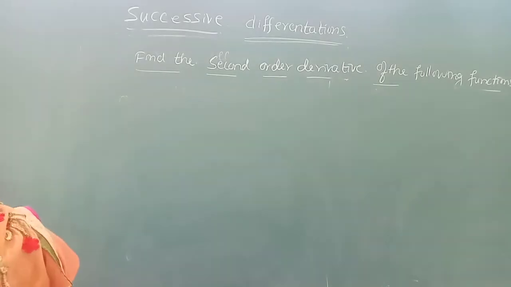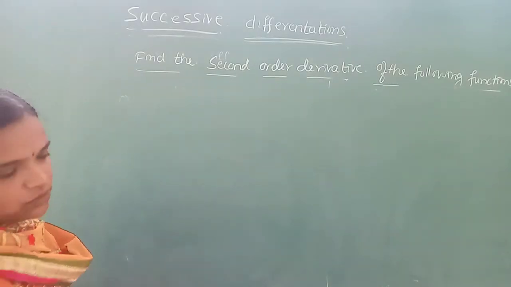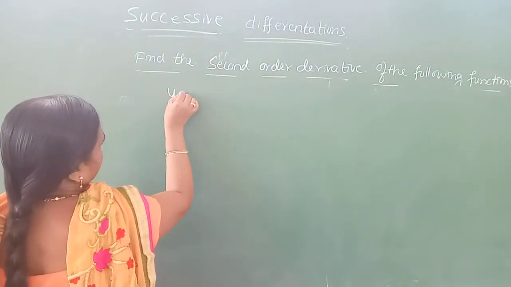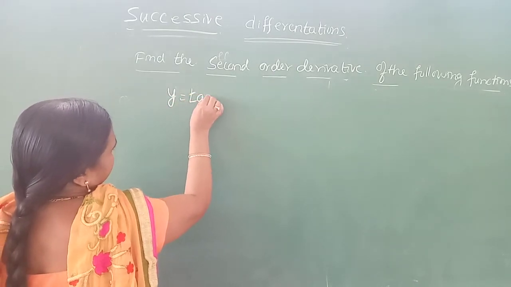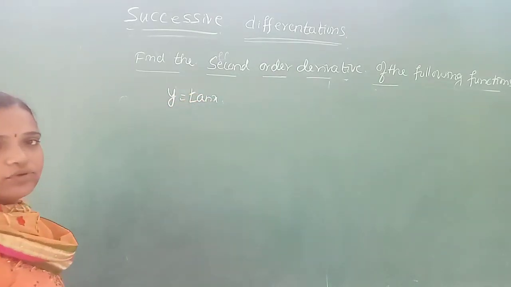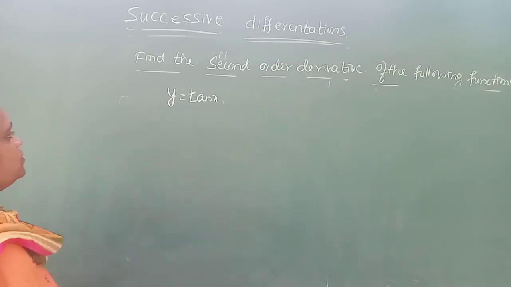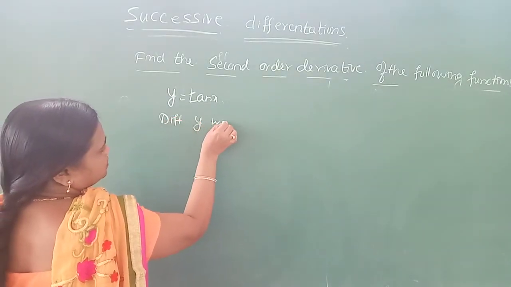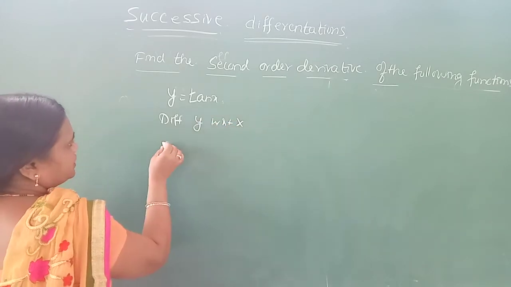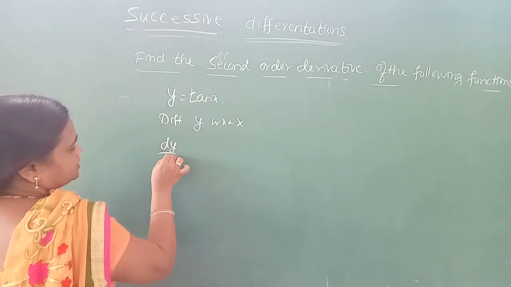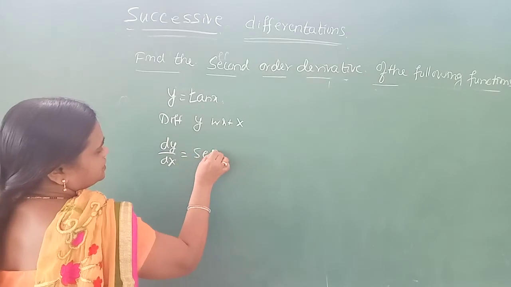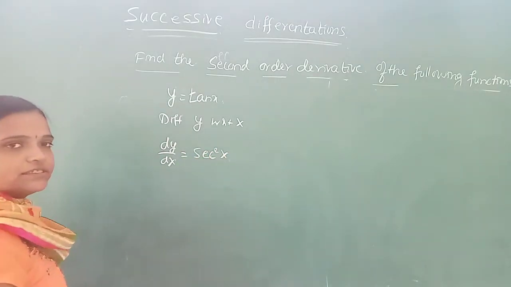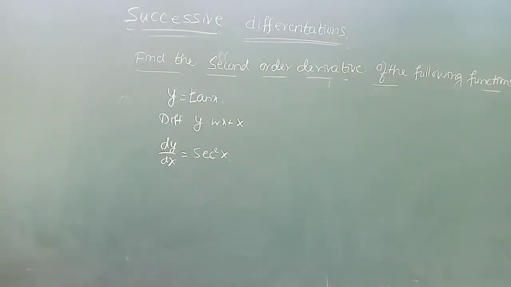We will take the next example. y is equal to tan x. Do the differentiation. Differentiate y with respect to x. We get dy by dx. Tan differentiation is secant square x.